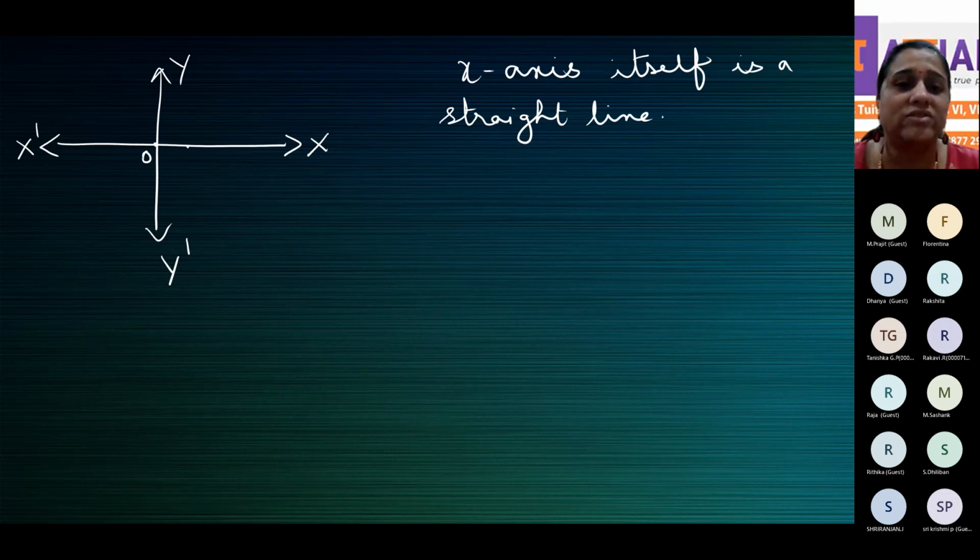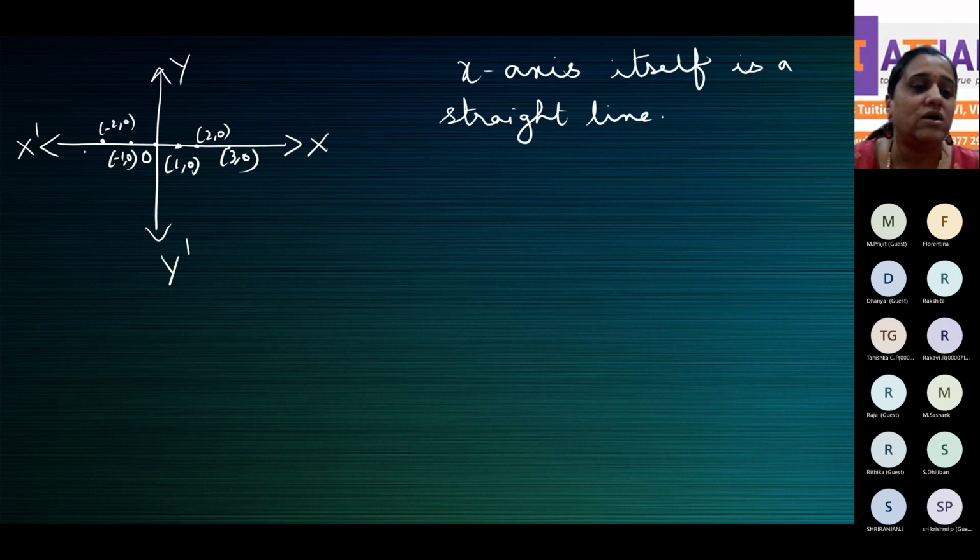Now let's mark some points on the x-axis. This will be 1, 0. This one is 2, 0. This one is 3, 0. On the other side, minus 1, 0. This is minus 2, 0. This is minus 3, 0. So what we observe is that any point on the x-axis has its y coordinate as 0.